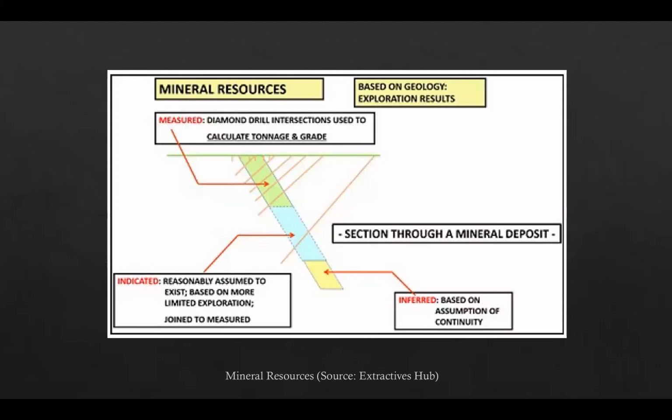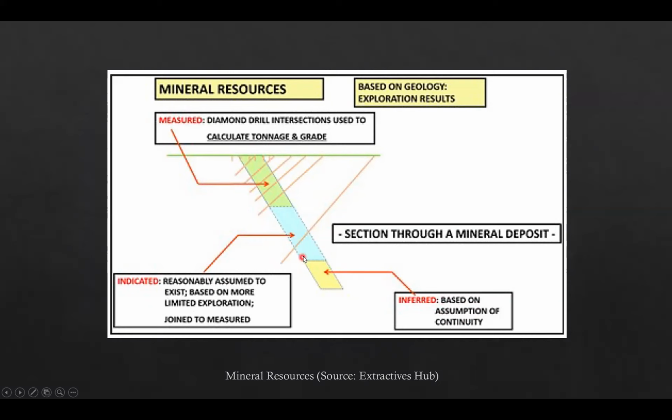This picture here shows the difference between different types of resources based on geological data collected from prospecting and exploration. For example, we have inferred resource, which is only assumed based on the continuity from the resource that we have here in the form of measured and indicated. So it is only based on assumption. There is no support coming from the exploration and prospecting.